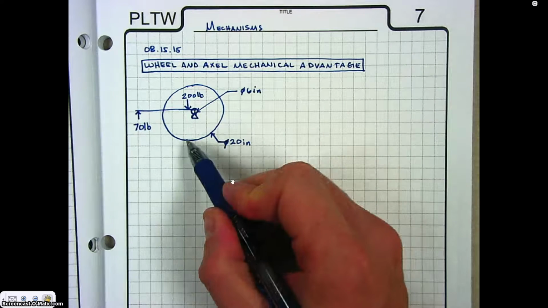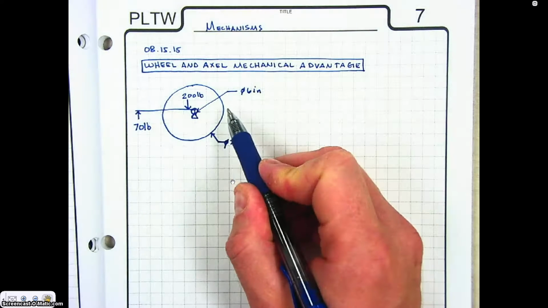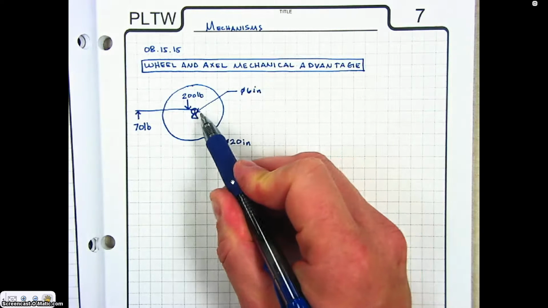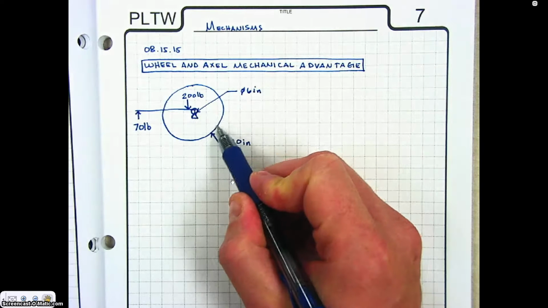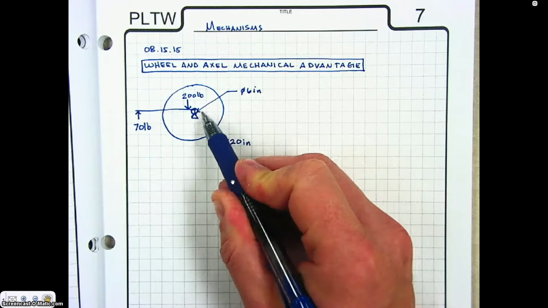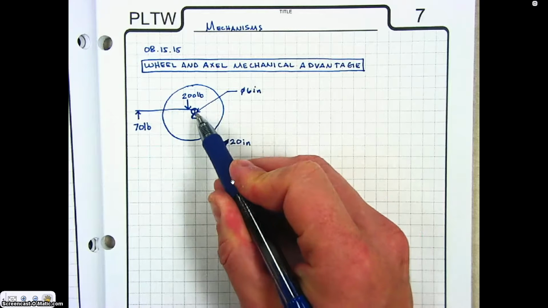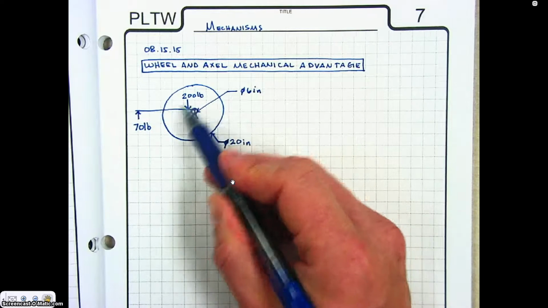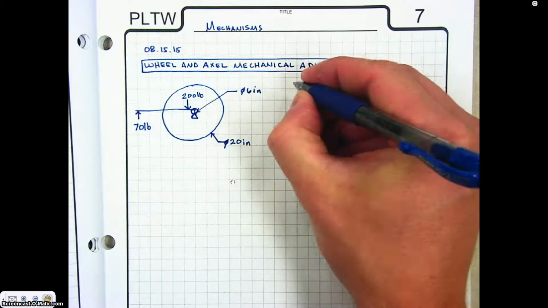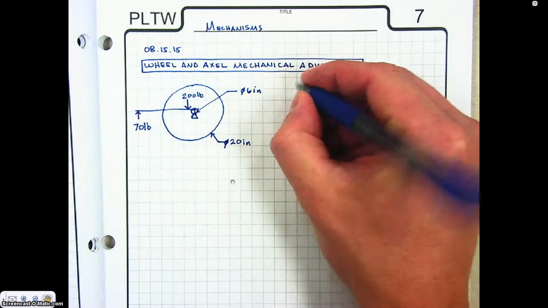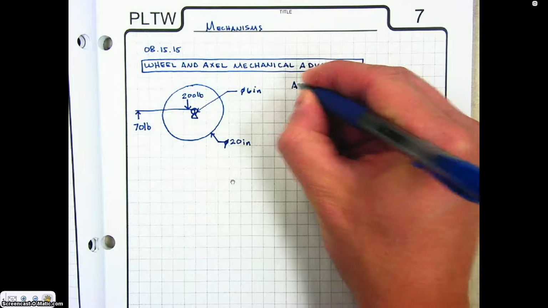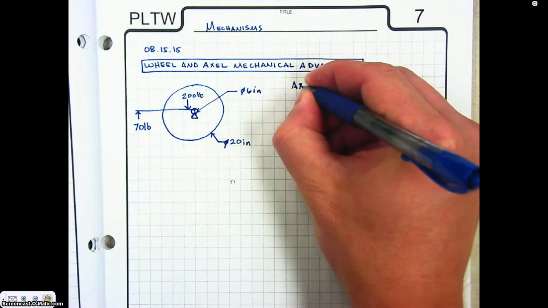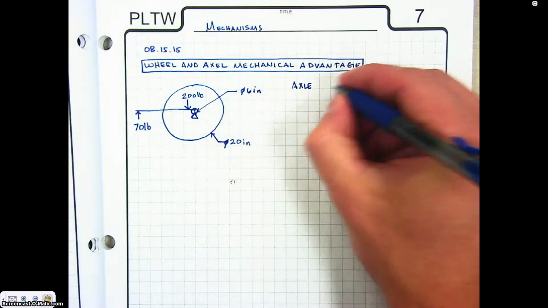Okay, and so remember there's two ways that this can work. The wheel can be driving the axle, and so I'm turning the wheel, and when I turn the wheel, the axle turns. Or the axle can be driving the wheel, and so I turn the axle and the wheel turns. And so for our first calculation, we're going to do it where the axle is driving the wheel.